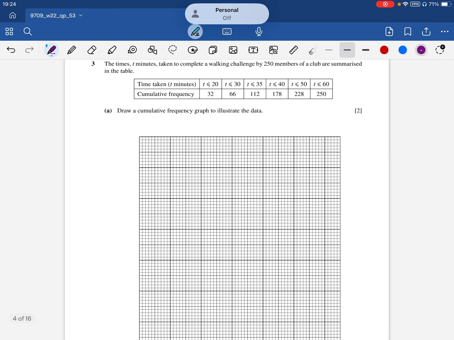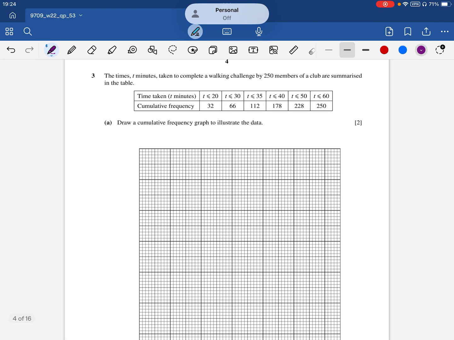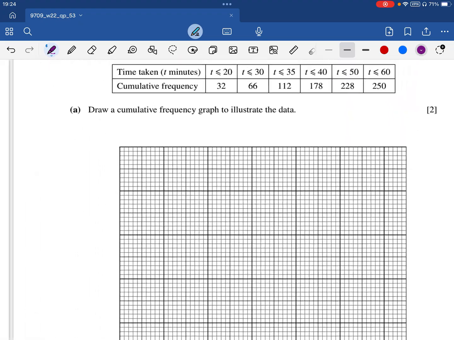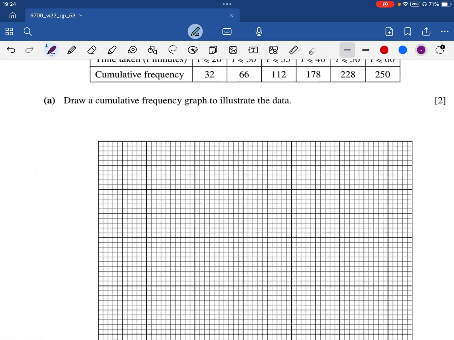Welcome. This question is about Cambridge International 9709, paper 53 of October-November 2022. Question number 3. This is asking about cumulative frequency. The cumulative frequency has already been given.